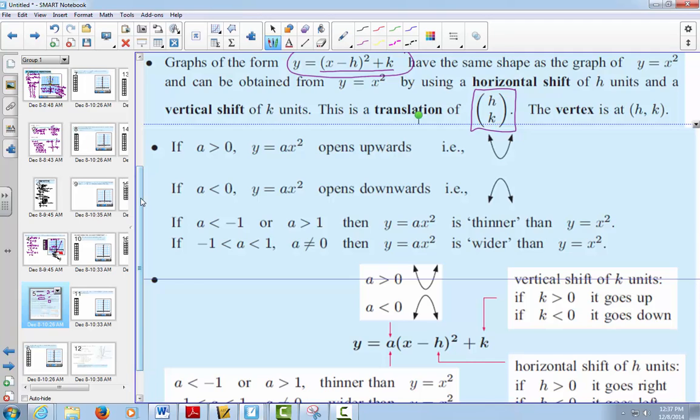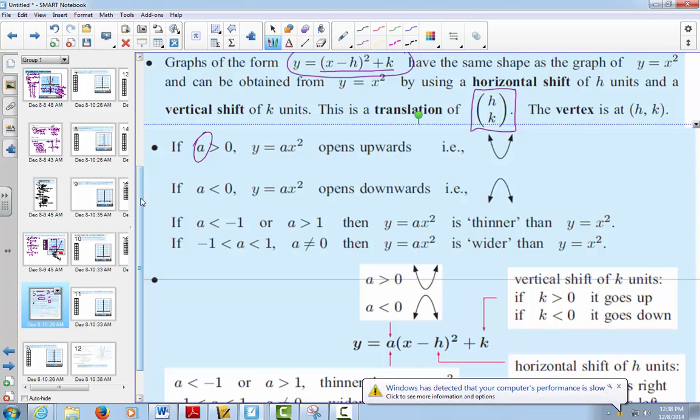Now, we also have this thing, a. a tells us what's happening with our reflection and with our stretch. If it's just a, so a is greater than 0, then our parabola opens up. It opens down if a is less than 0. Think of it as a is negative. Back to that sad face idea. Now, if a is less than -1 or greater than 1, we get a thin parabola.